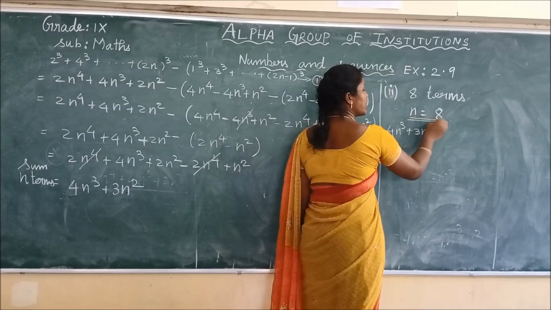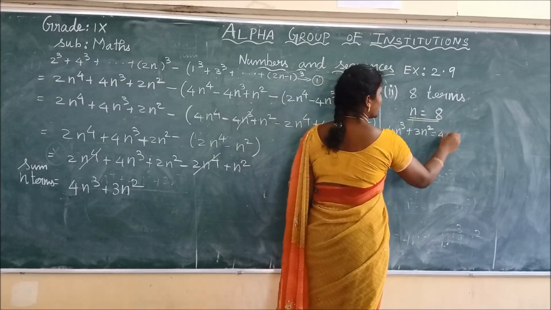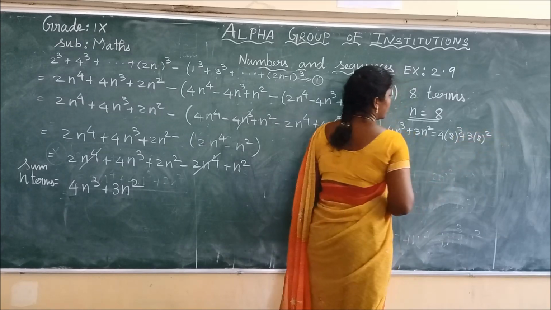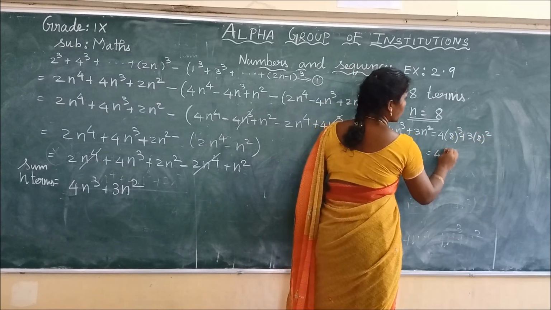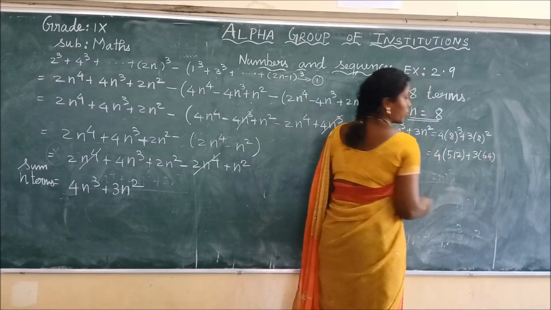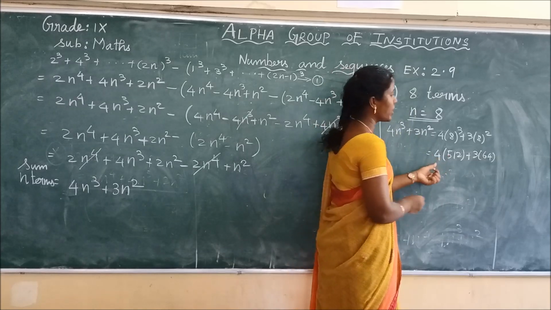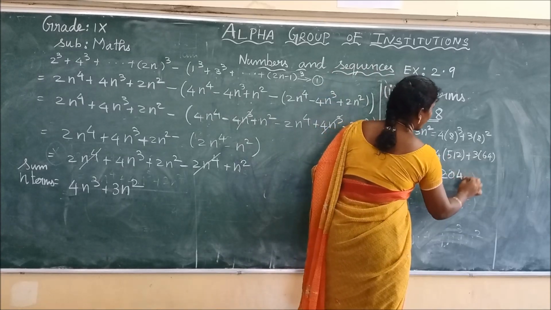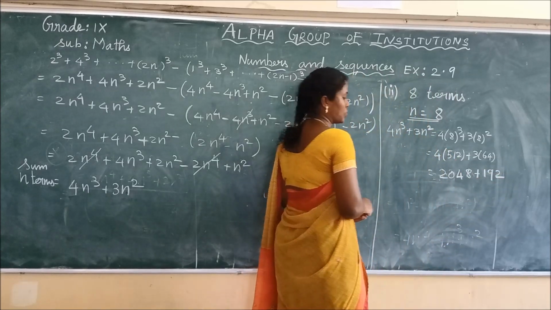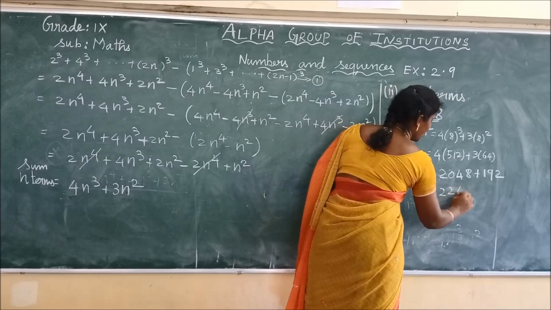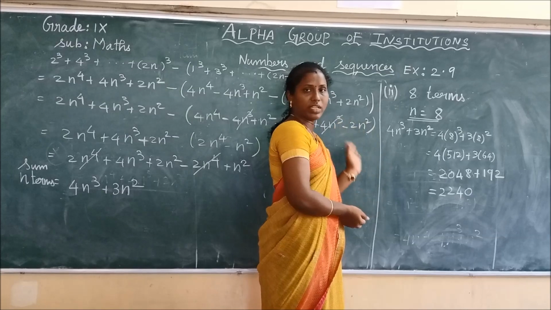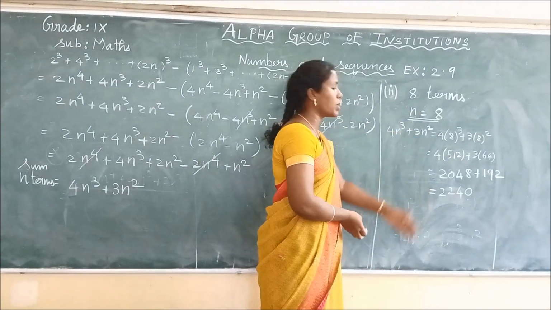So n we have to substitute here as 8. If I substitute, 4 into 8 cube plus 3 into 8 square, that is 4 into 8 cube, which is 512, plus 3 into 8 square, which is 64. If I multiply, 512 into 4 is 2048, plus 192, as 3 into 64 is 192. So in total we add this, 2240, up to 8 terms. We are just using the previous answer to find the sum up to 8 terms.